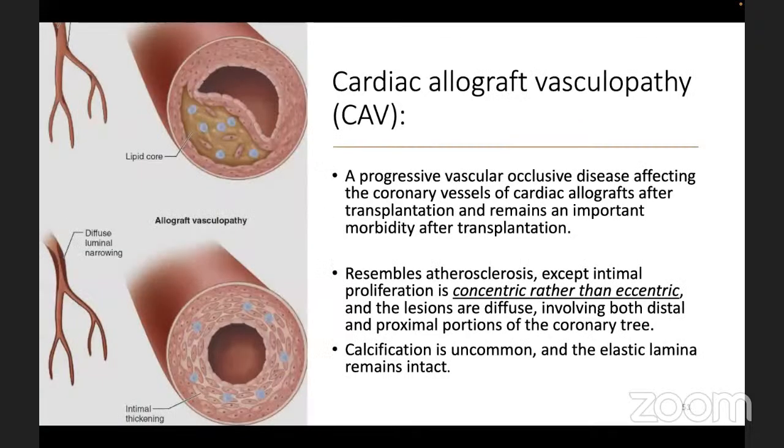Cardiac allograft vasculopathy. Cardiac allograft vasculopathy, CAV, is a progressive vascular occlusive disease affecting the coronary vessels of a cardiac allograft after transplant, and it remains an important cause of morbidity after transplant. It resembles atherosclerosis, except that the intimal proliferation is concentric rather than eccentric as in atherosclerosis. Calcifications are uncommon, and the elastic lamina remains intact.